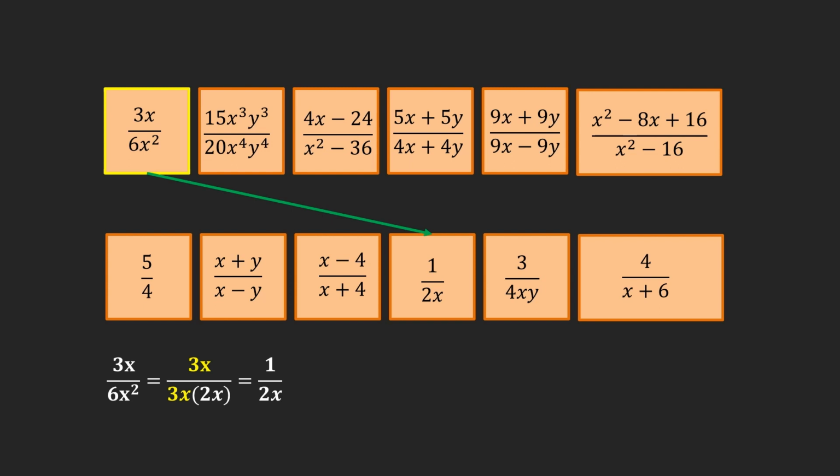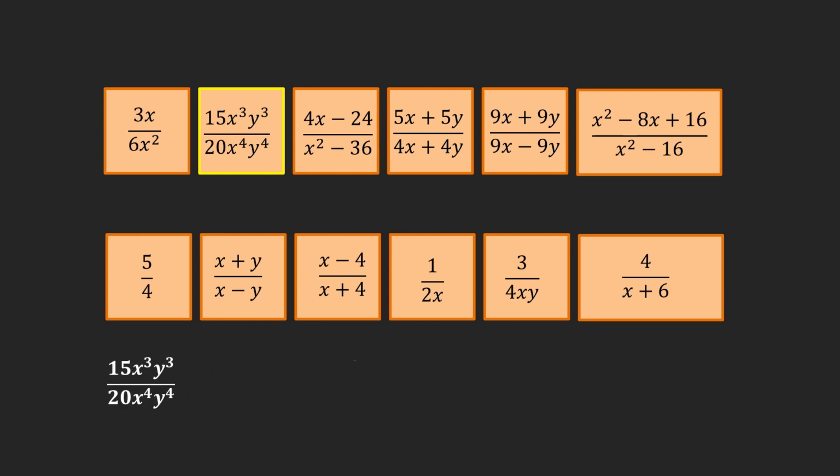Second box. What is common? Alright, so the common factor is 15x cubed y cubed. What will remain in our numerator will be 3, and in our denominator we have 4xy. Cancel this one out. The answer will be 3 over 4xy, or this box right here.